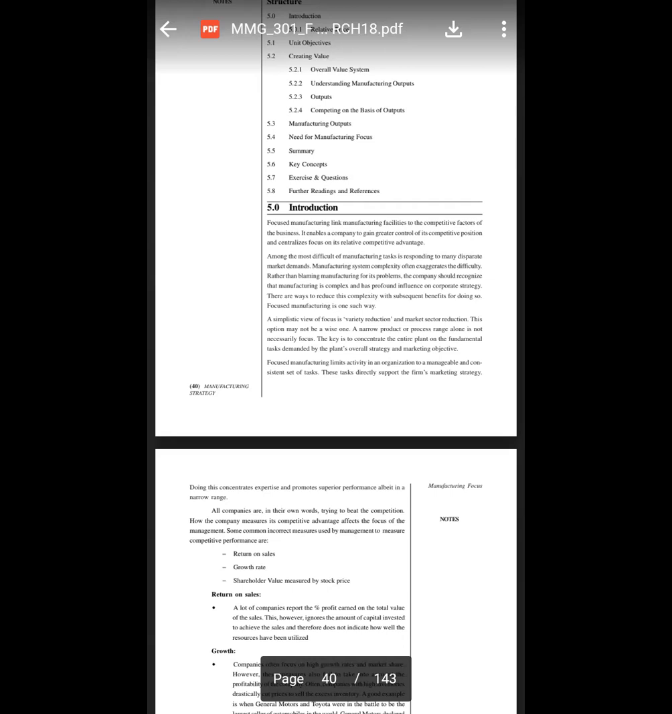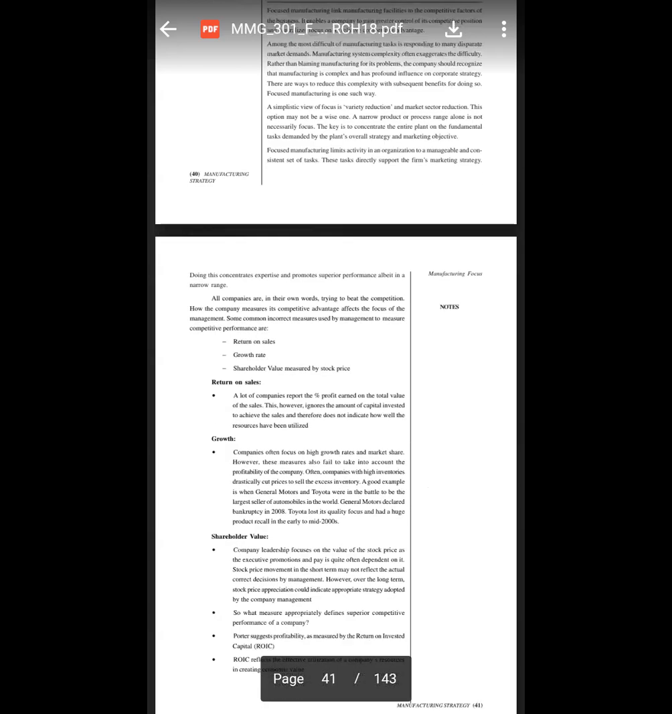Okay, manufacturing system complexity often exaggerates the difficulty. Rather than blaming manufacturing for its problems, the company should recognize that manufacturing is complex and has a profound influence on the corporate strategy. Okay, now see, all companies are in their own words trying to beat the competition.